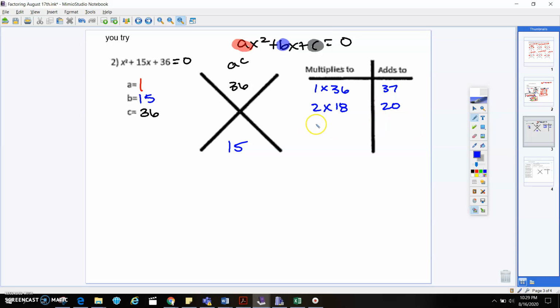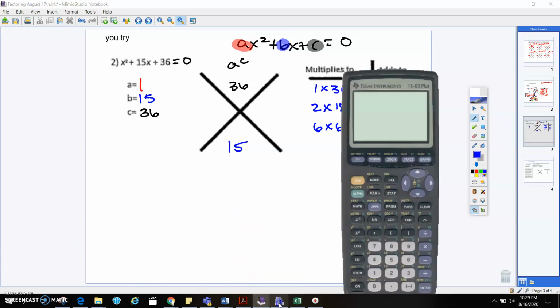All right, and then let's see. 6 times 6 will give me 36, but if I add it together, that'll give me 12. Okay, and then, well, I can't think of any other factors. So I'm going to show you a really quick trick to help you make sure that you know factors.